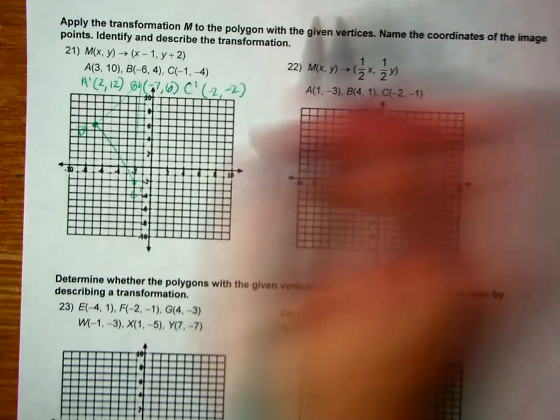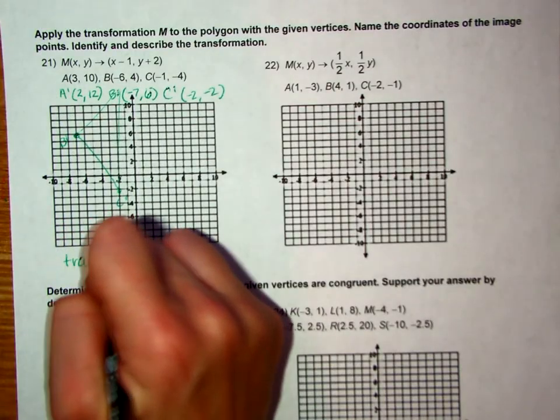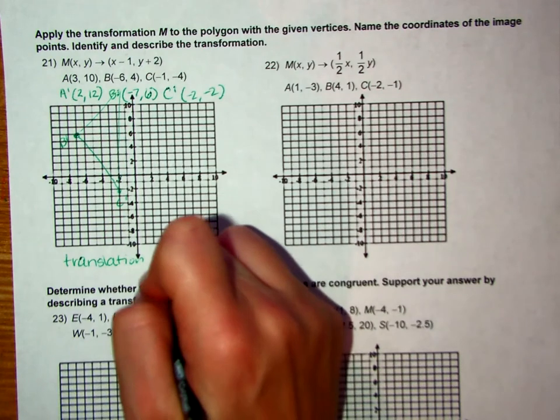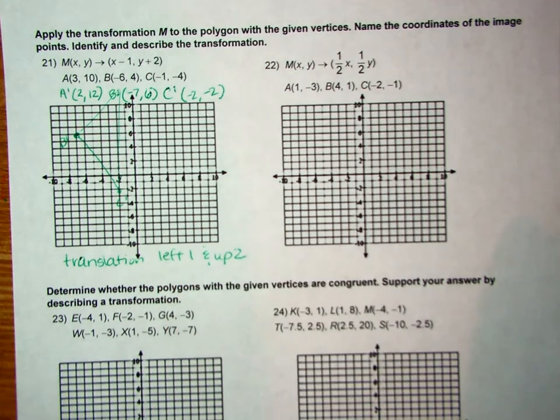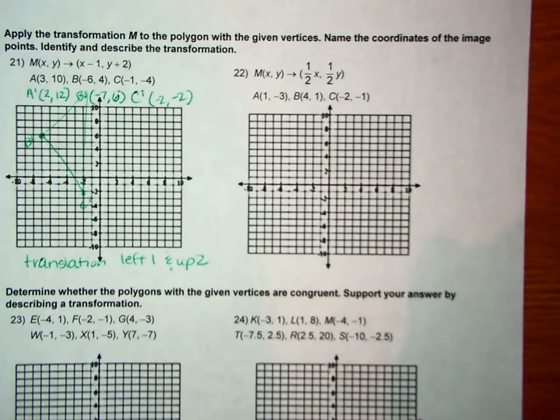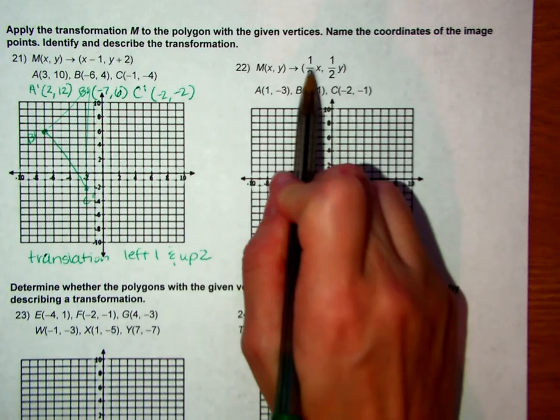And now we identify and describe the transformation. So this was a translation, left 1, and up 2. On number 22, I can see I've got a dilation because we're multiplying both the x and y by 1/2.